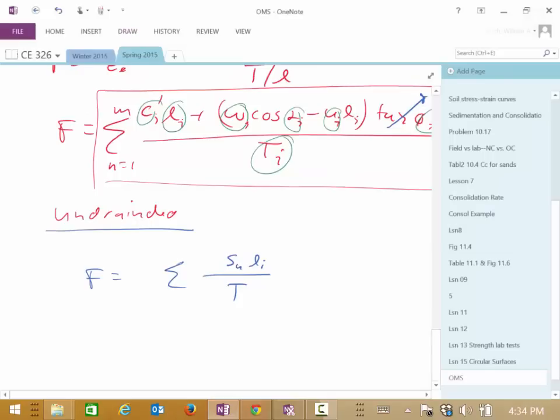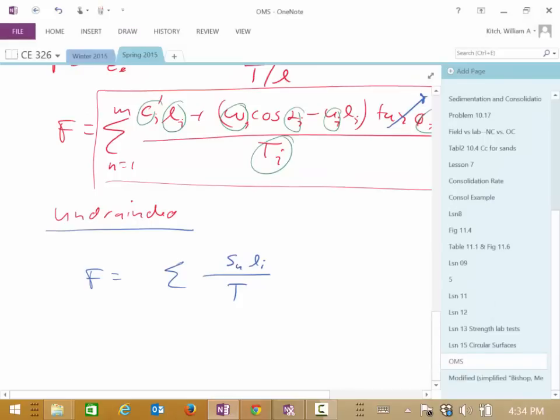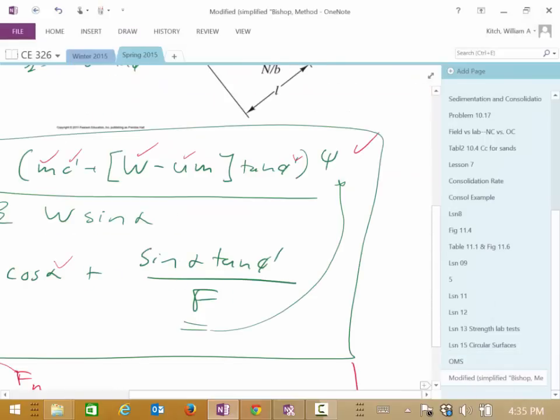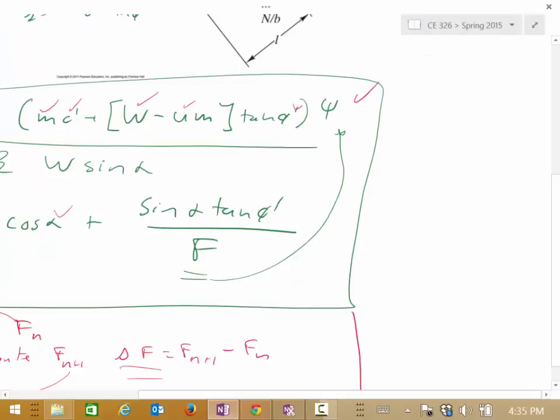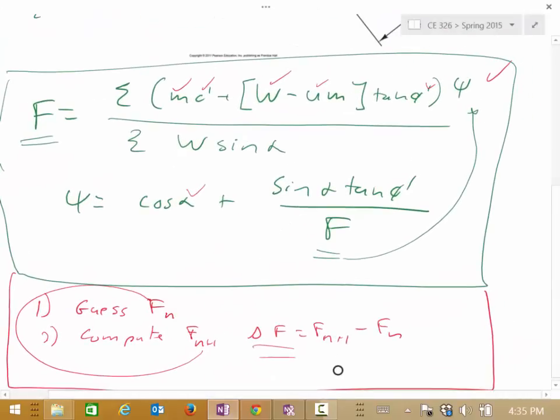So all you have to do, you can do the same exercise for Bishop's method. All you're going to do for the case where it's undrained is phi is going to be equal to 0 and C is going to be equal to Su, and you just press on with the same calculation. And you're not going to put the pore pressure in because there won't be any pore pressure, because it'll be a total stress analysis. You don't care what the pore pressure is.